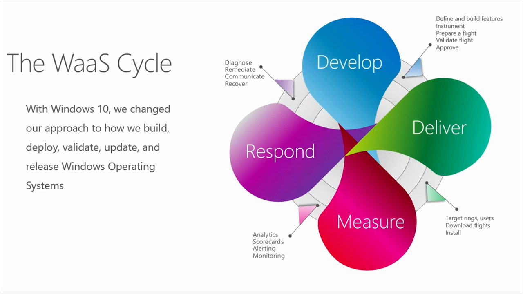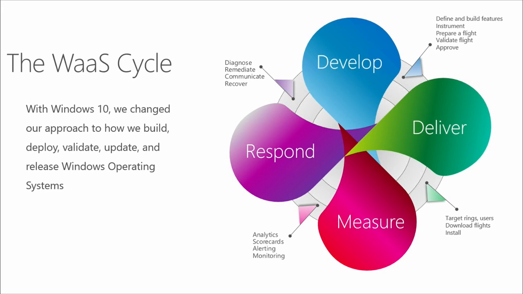This is what we refer to as the WAS cycle. So with Windows 10, we fleshed this out and we automated a lot of this stuff so that we could power the innovation that we wanted to do. And also, if you start at the top, we all start with the definition and the building of features, the instrumentation around those things, preparing them for flighting, which essentially means preparing them to get builds deployed in a very, very quick way.